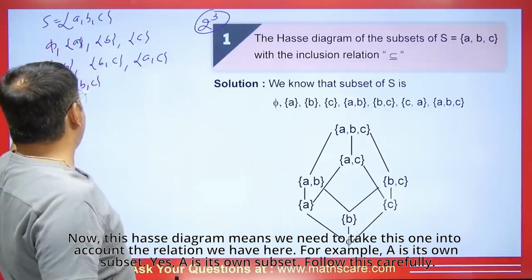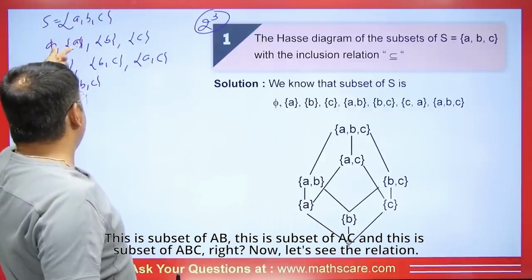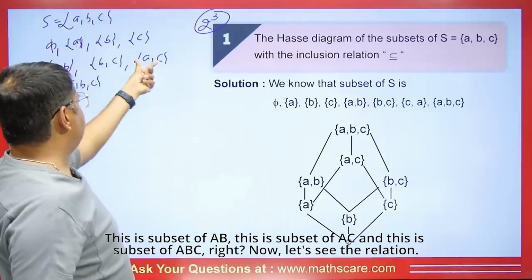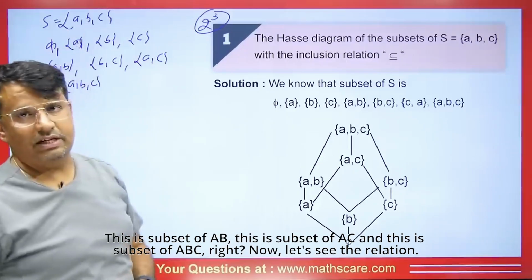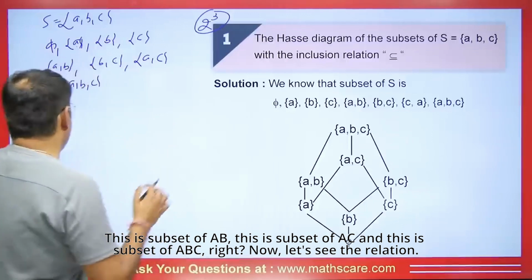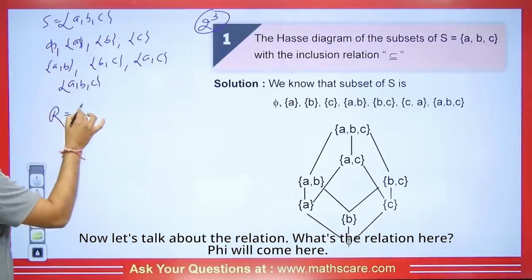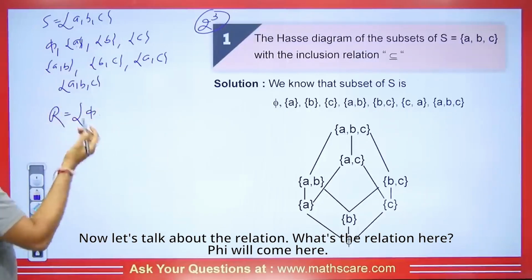Yes, A is its own subset. Follow this carefully. This is a subset of AB, this is a subset of AC, and this is a subset of ABC, right? Now, let's talk about the relation. What's the relation here? Phi will come here.